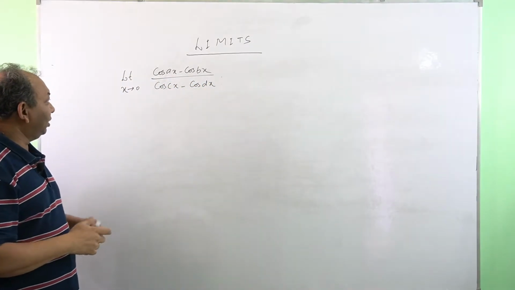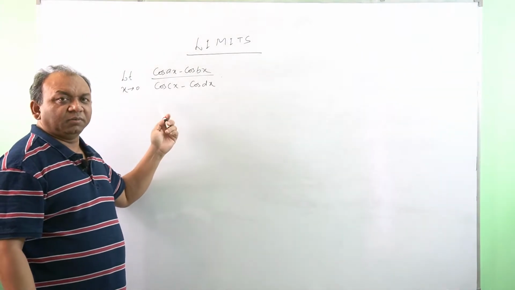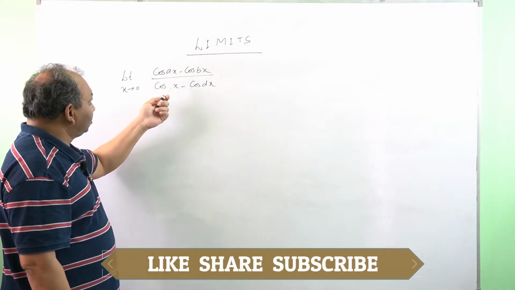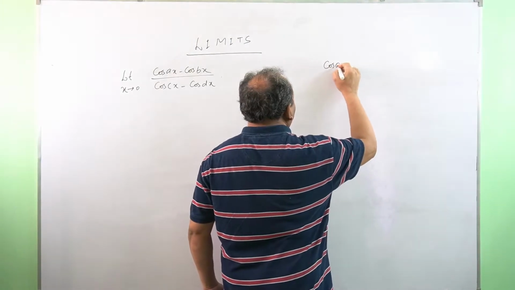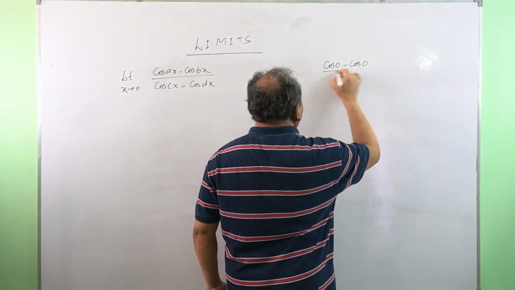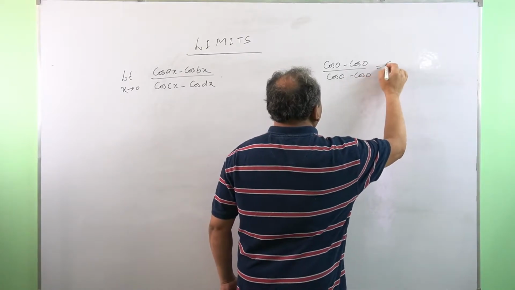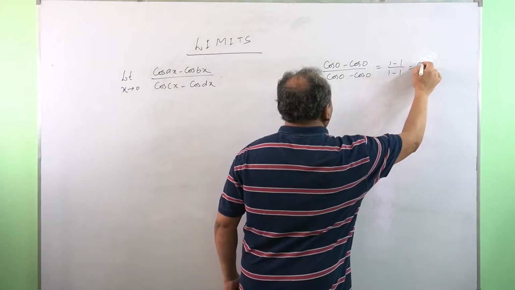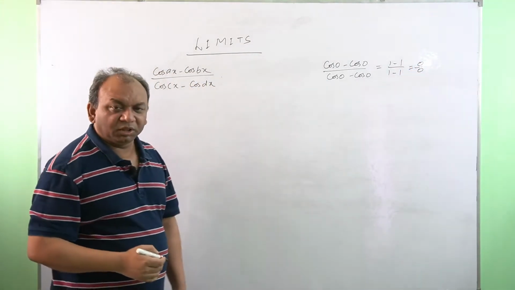The question is limit x tends to 0 of (cos ax minus cos bx) divided by (cos cx minus cos dx). If we put x equal to 0 here, then we will get cos 0 minus cos 0 divided by cos 0 minus cos 0. That is 1 minus 1 divided by 1 minus 1, 0 by 0. So 0 by 0 is the indeterminate form.